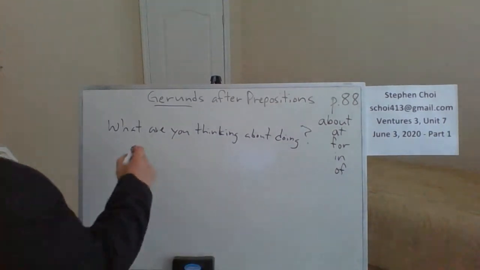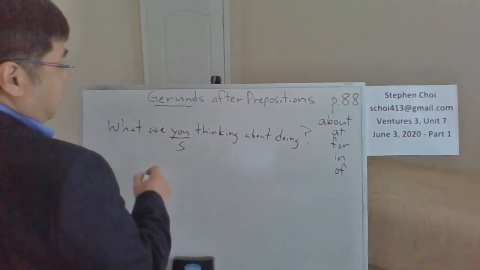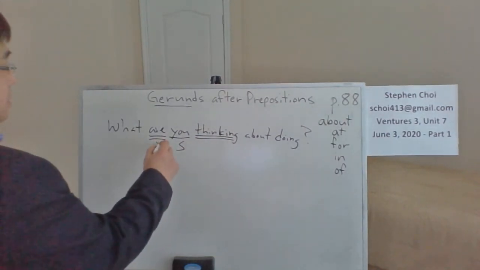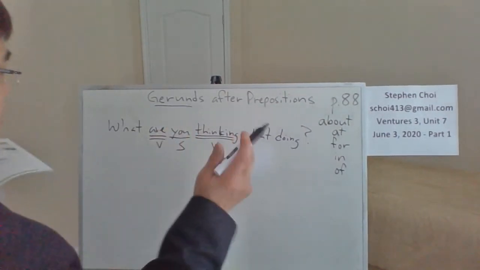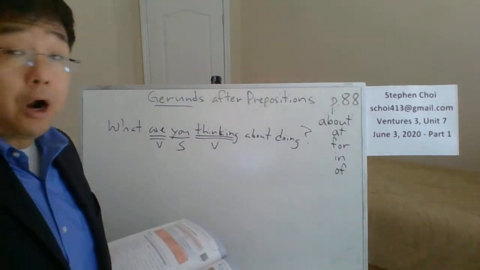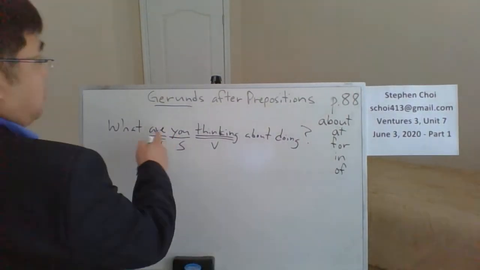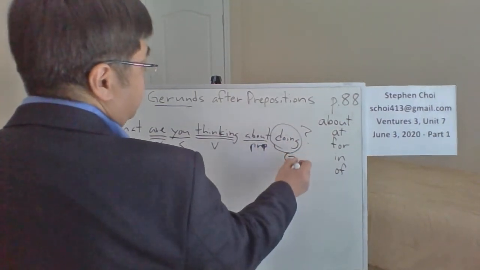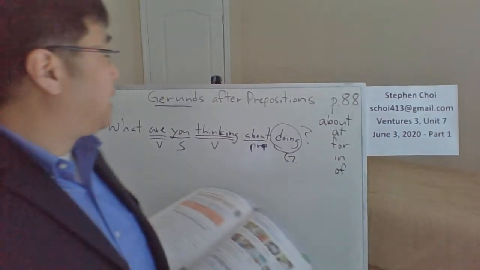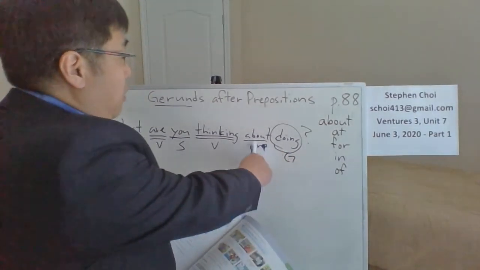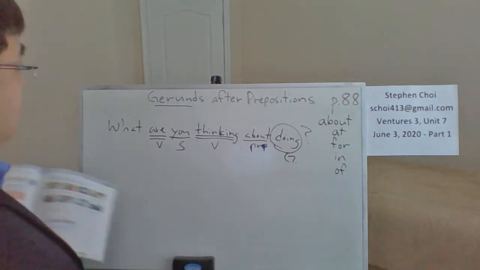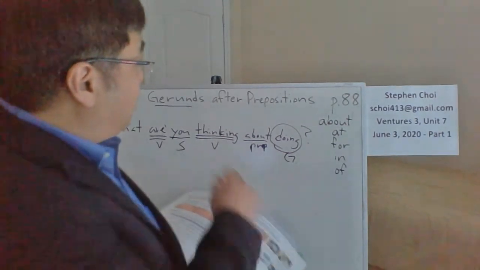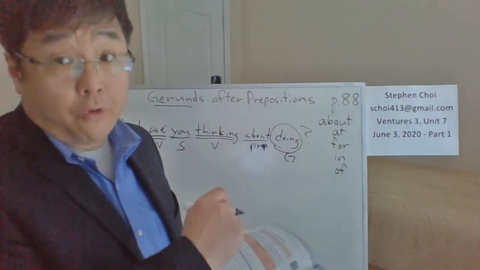So this is the subject, and these are the verb, are thinking. This is the question form, so they're split. Are thinking is present continuous: you are thinking. Then this is the preposition, and this is the gerund. What are you thinking about doing? So it's a verb and preposition coming before the gerund.